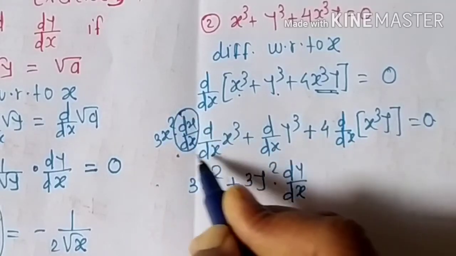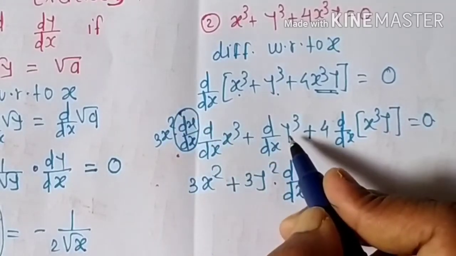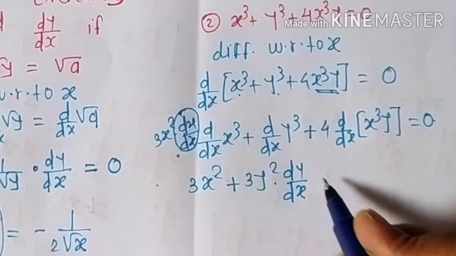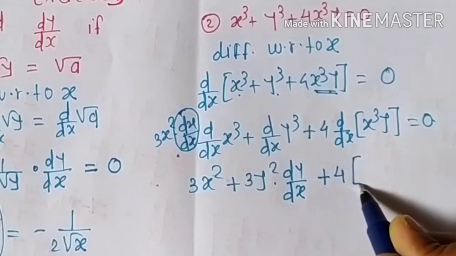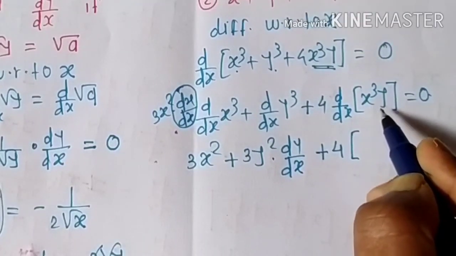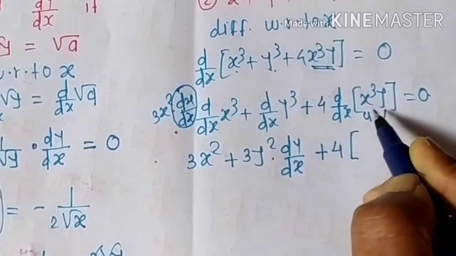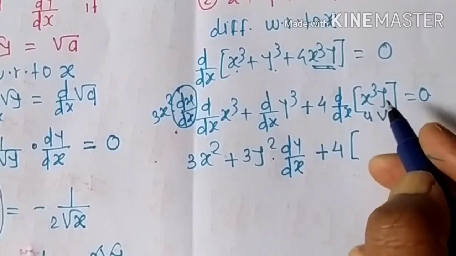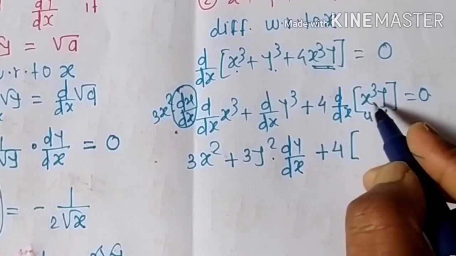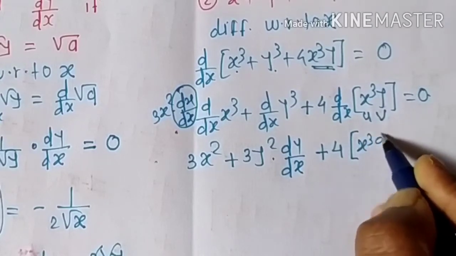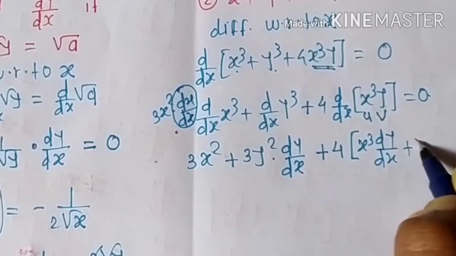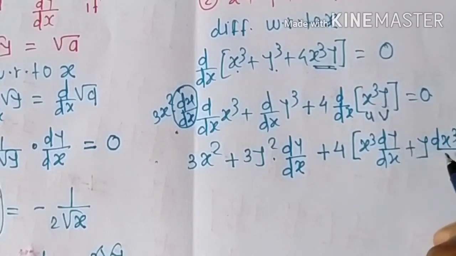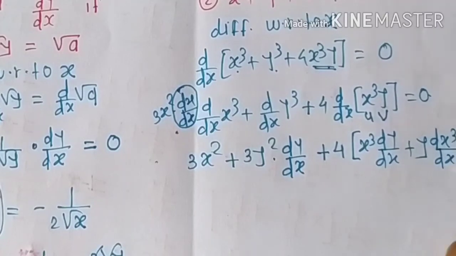Either we write this or we just write 3x square, but here y cube means 3y square into the derivative of y with respect to x, which we have to write here. Then plus 4, and in order to differentiate this, there exists a product of two functions, so we use the product rule, u into v. Whenever there is a differentiation of a product of two functions we use the product rule: first function into derivative of second plus second function into derivative of first, is equal to 0.